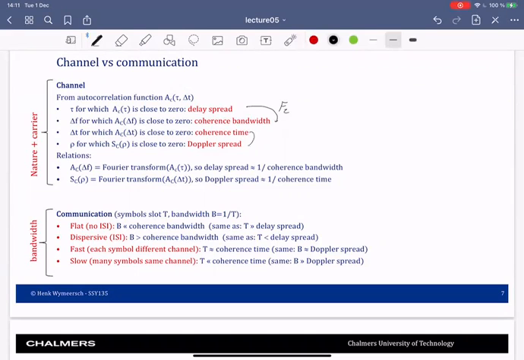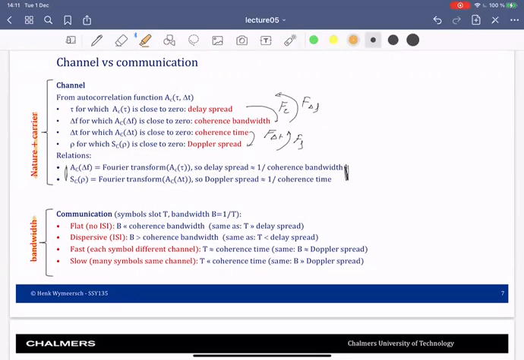Again, there's a Fourier transform here with respect to delta t, and in the other direction with respect to delta f, and here with respect to rho. That's also mentioned here, and this tells us again these are reciprocal relationships. Good, so this is determined by nature and the carrier frequency that we chose.